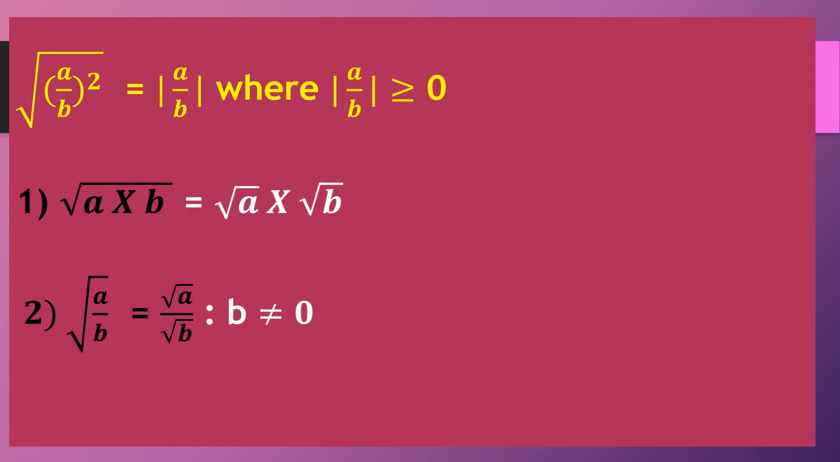The square root of a times b is the square root of a times the square root of b. Okay, so we distribute the square root among the numbers multiplied together. The second case is when we find the square root of numbers divided. So we distribute the square root among the numerator and the denominator. So the square root of a over b means the square root of a over the square root of b, such that b is not equal to 0.